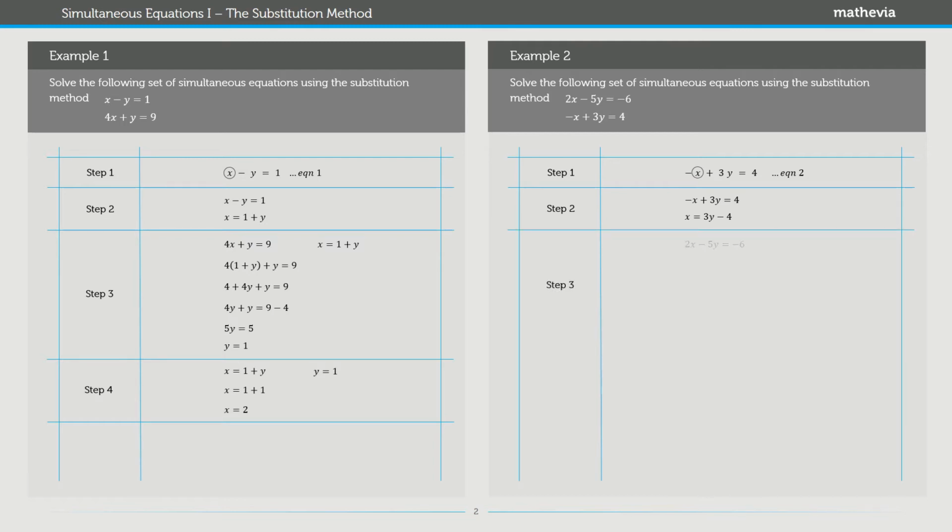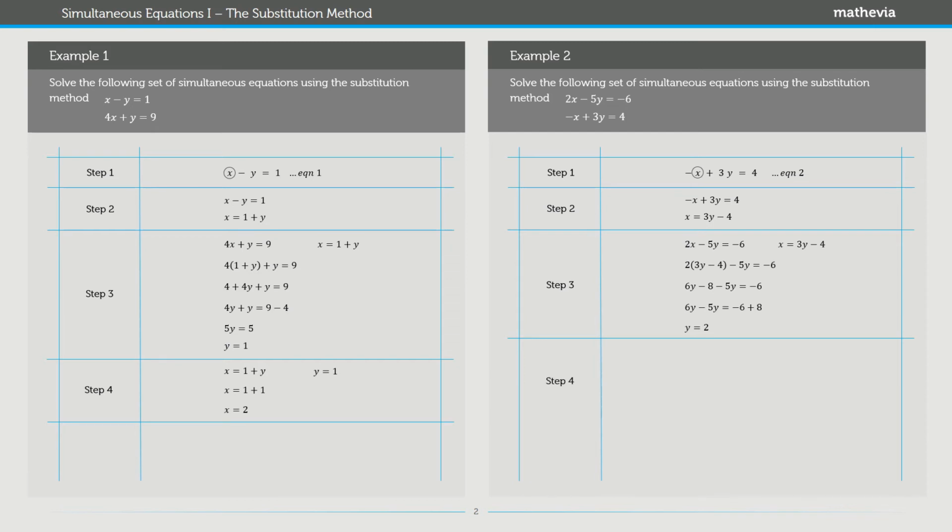Now, the next thing we're going to do is substitute our result for x in the other equation. The other equation is 2x minus 5y equals minus 6. We're simply going to put x as 3y minus 4 into that equation. So 2x becomes 2 multiplying 3y minus 4, and then we have minus 5y equals minus 6. From this point we expand. We have 6y minus 8 minus 5y equals minus 6, and from this point we're just solving simple linear equations, and finally we end up with y as 2. So we have our y value.